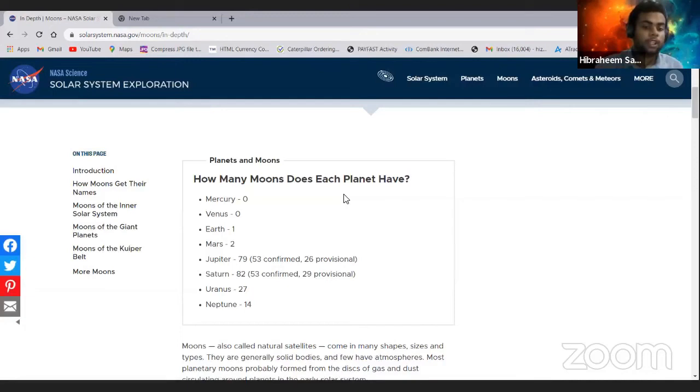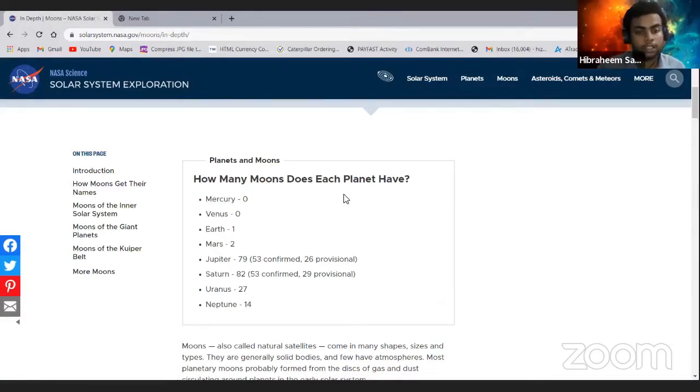Apart from those 53, there are another 26 which scientists are still researching. They haven't given a name for these 26 satellites. Later in future, once they have fully studied and understood these 26 provisional satellites, then they will give them names and confirm them. But as of today, 2nd of January 2022, they haven't confirmed any of it.